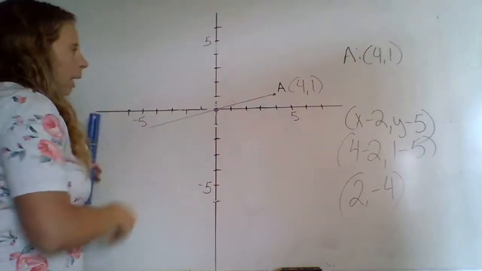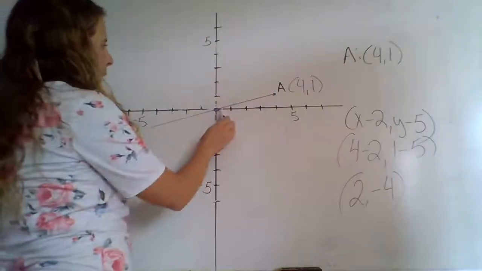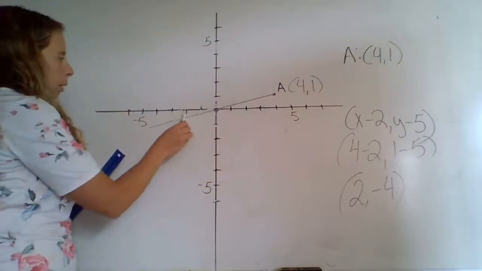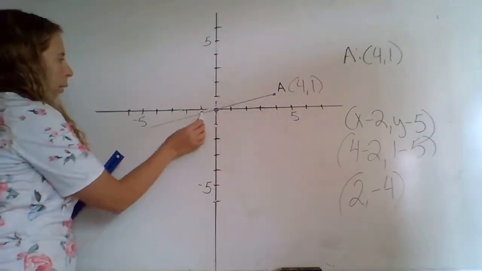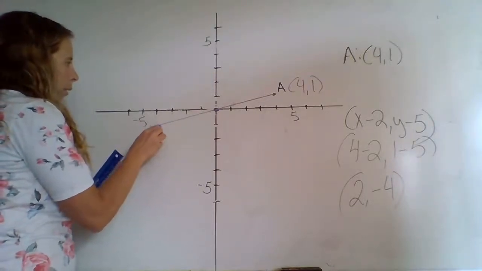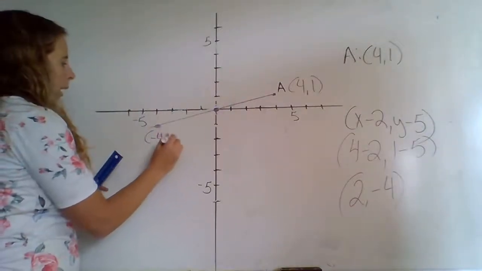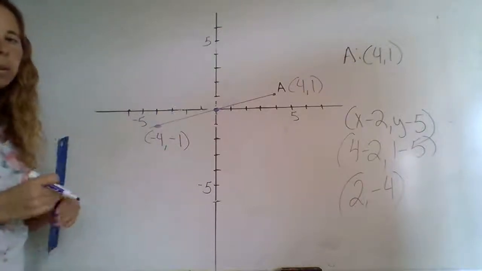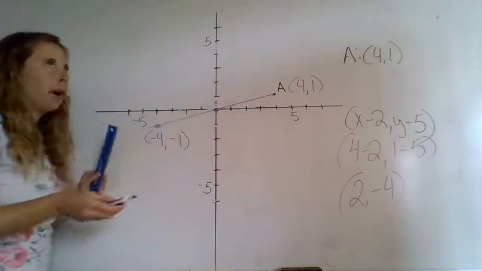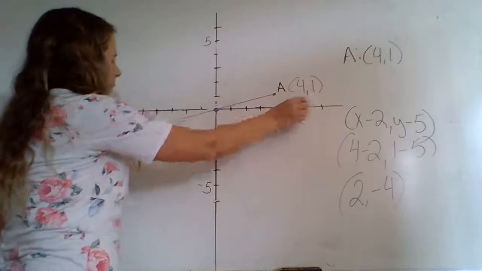Then equal distance, right? This one is, we already determined, 4 away: 1, 2, 3, 4. So this one is also going to be 4 away: 1, 2, 3, 4. It's 4 away from the origin, but on my line, so it's right here, at the point -4, -1. That's what happens when you rotate 180 degrees. The signs just switch, so they become the opposite. Instead of +4, +1, I have -4, -1.